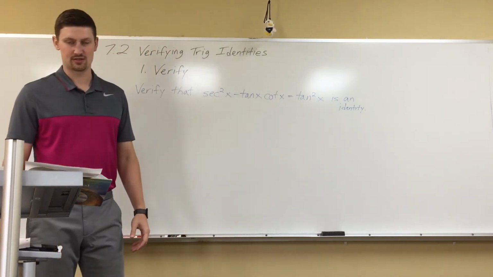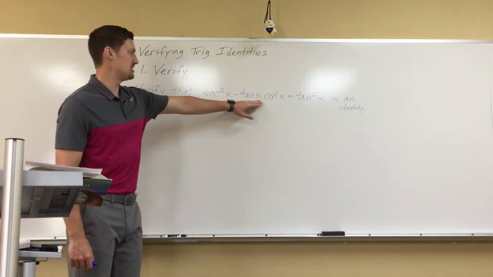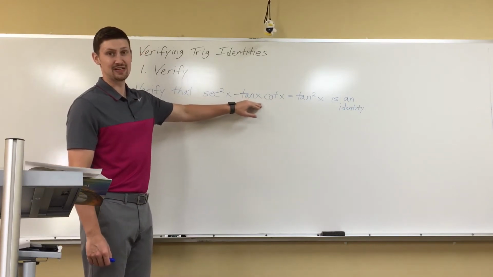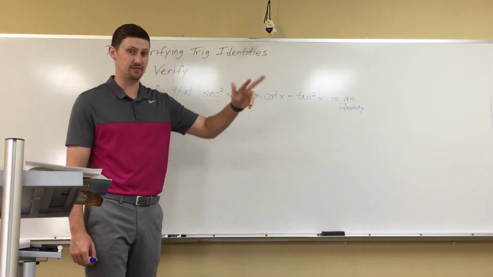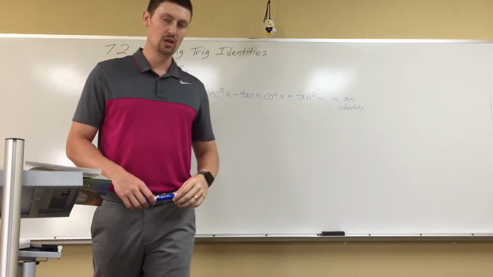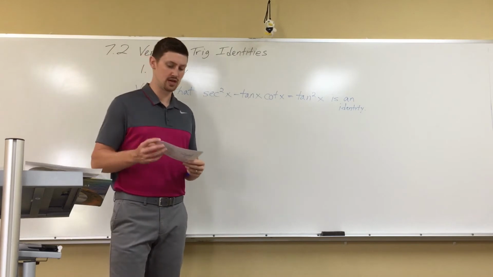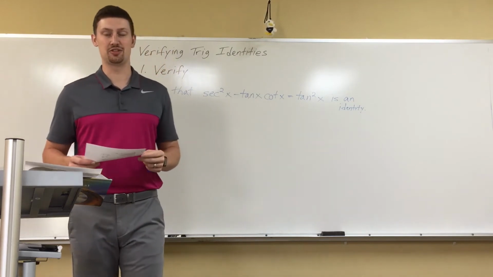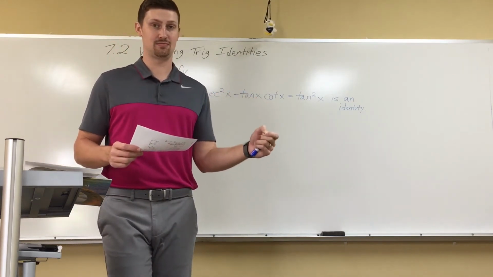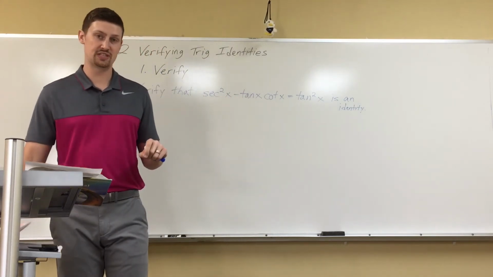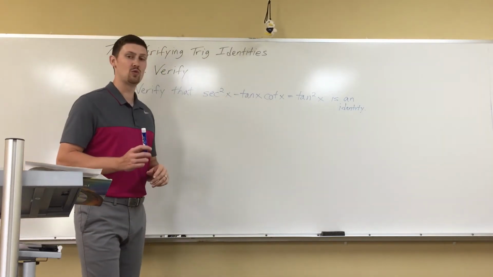For our purposes, notice these two. These two are very similar. This is tangent of x, this is cotangent. Remember, cotangent is just tangent flipped. What can we change cotangent into? There's two things. We could change cotangent into cosine over sine, or 1 over tangent. Doesn't matter which one, but let me show you.